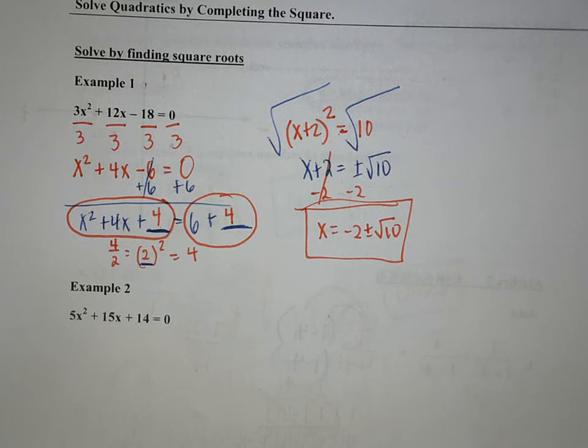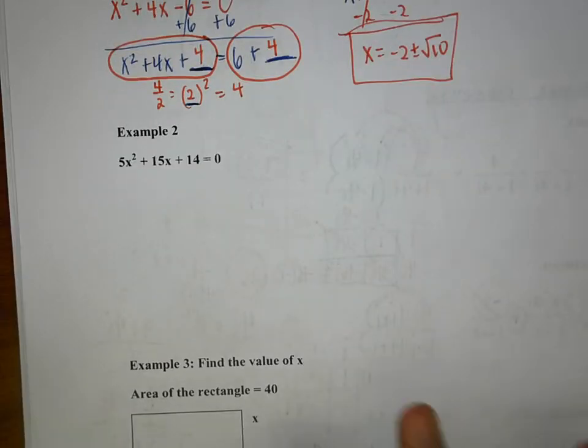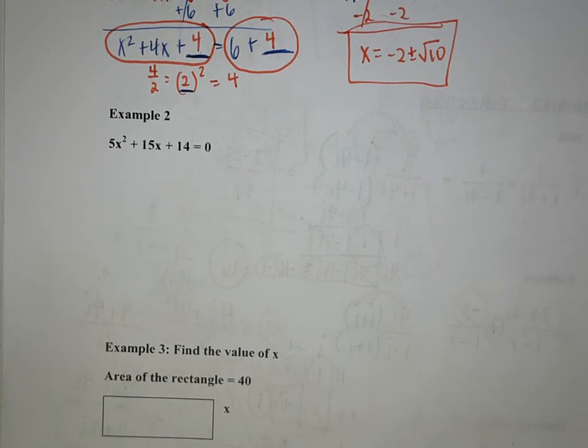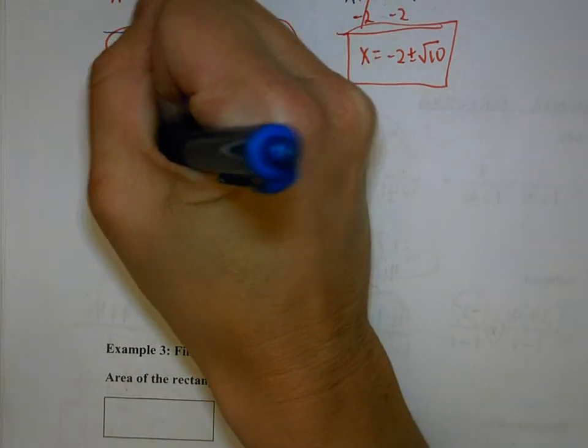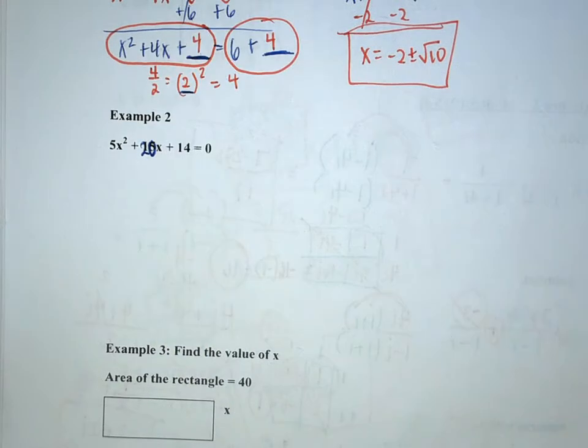All right, example 2. Can I divide everything by 5 on this one? No, I can't, because 14 doesn't evenly divide into 5. Okay? You have a different question? Yeah, 15 should be 20? I would agree that it should be 20. Okay.